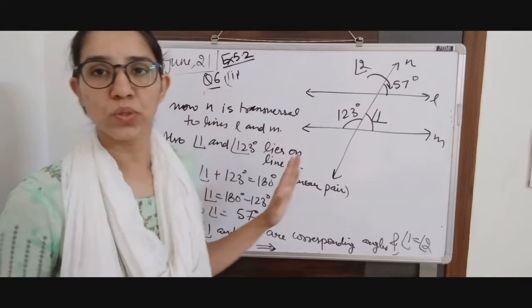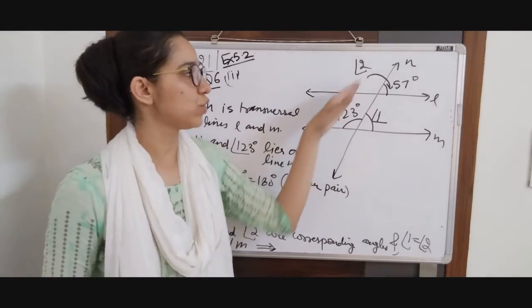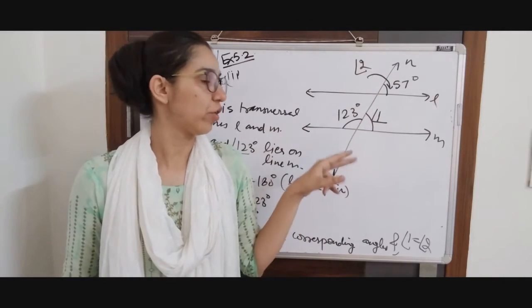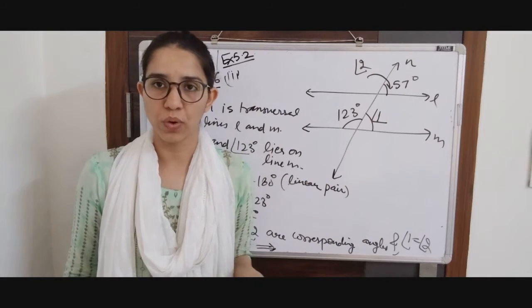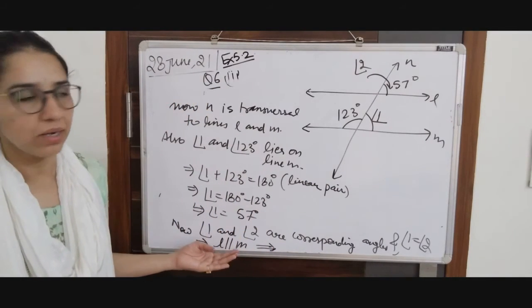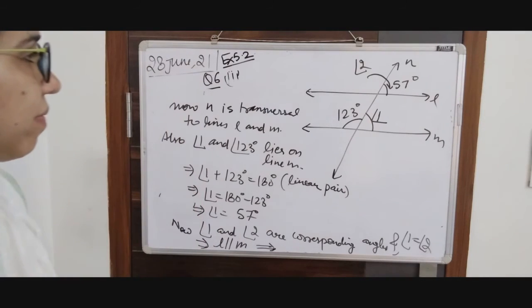The reason we will write here: if a transversal cuts two lines such that a pair of corresponding angles are equal, then the lines have to be parallel. So these lines will be parallel.